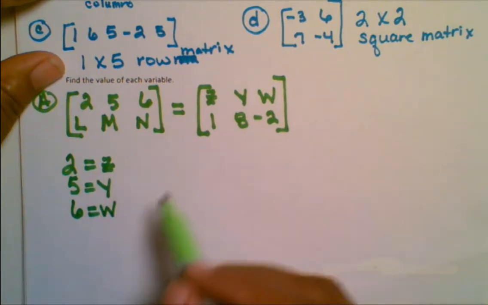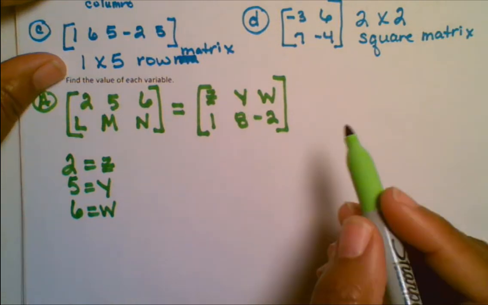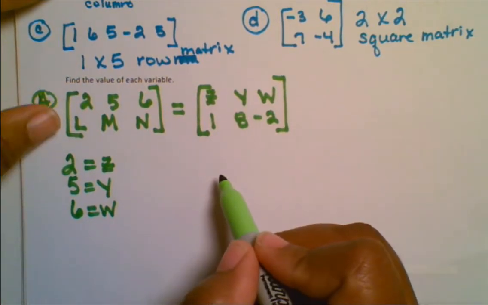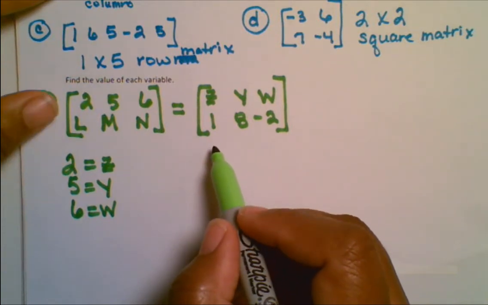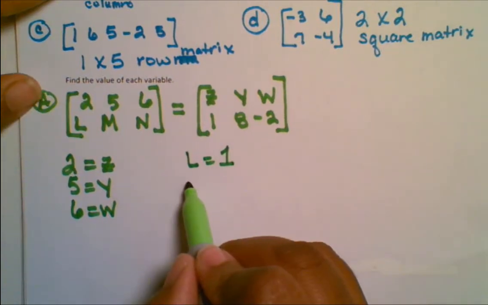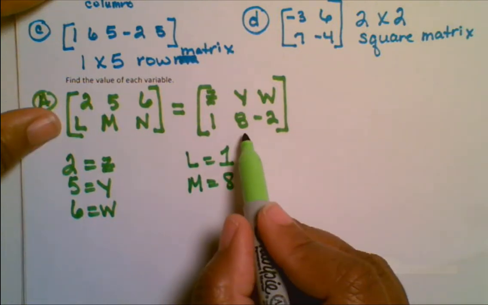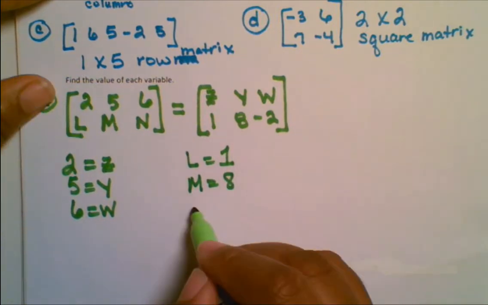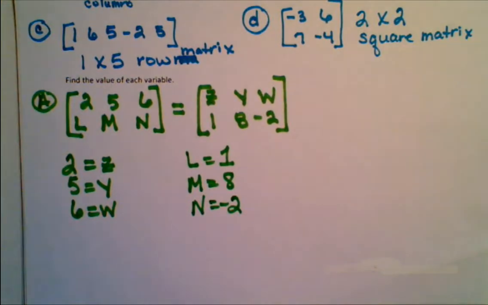So can you finish the rest of these? Second row, first column, L is equal to 1. Then we have M is equal to 8. Second row, second column, and then second row, third column, N is equal to -2. So those would be the values. Those are the values of each variable.